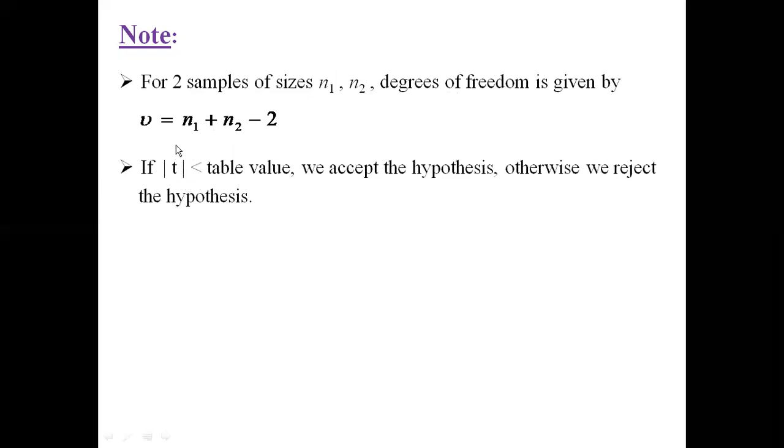If the calculated value of t is less than the table value, we accept the null hypothesis, otherwise we reject it. So the conclusion is similar to the z-test we have already discussed. If the calculated value of t is less than the table value of t, then we accept the hypothesis, otherwise we reject the hypothesis. So with these basics of Student's t distribution for a single sample and for two samples, we can now proceed to do problems.